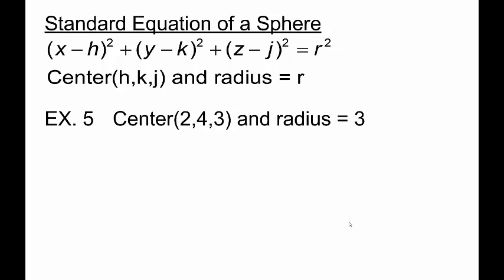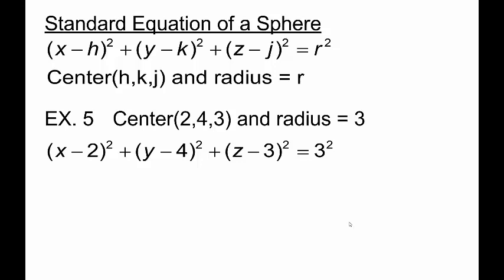So on example 5, they give us the center and the radius, and they want us to write the equation of the sphere. Well, remember, when you plug in the center, whatever sign that is for the center, when you plug it into the equation, it's just going to be the opposite sign. That's why the minuses are there. And then when I plug in the radius, I'm going to square it. So this will be x minus 2 squared plus y minus 4 squared plus z minus 3 squared equals 3 squared.